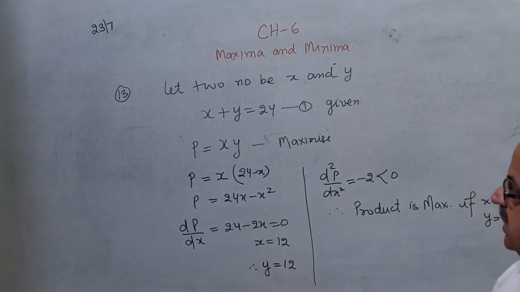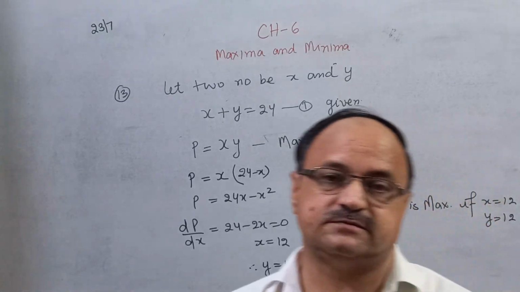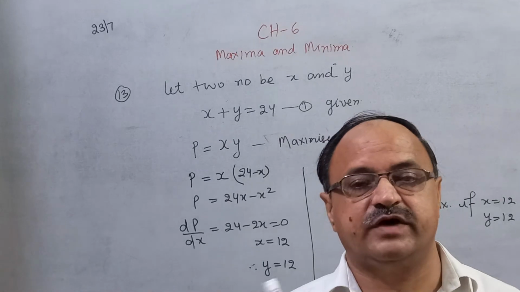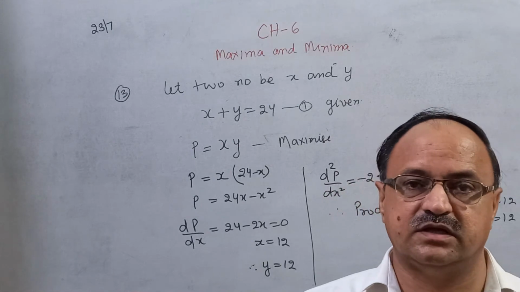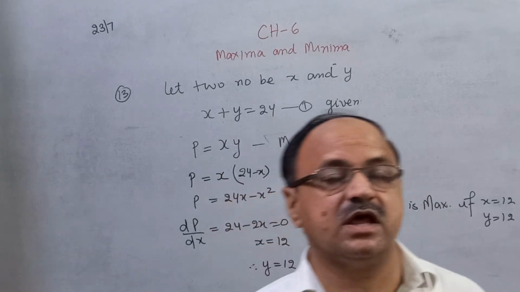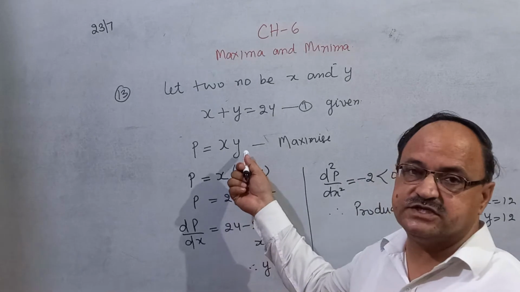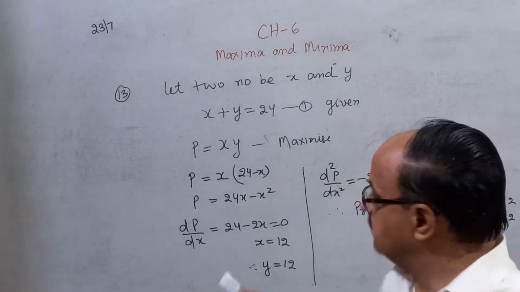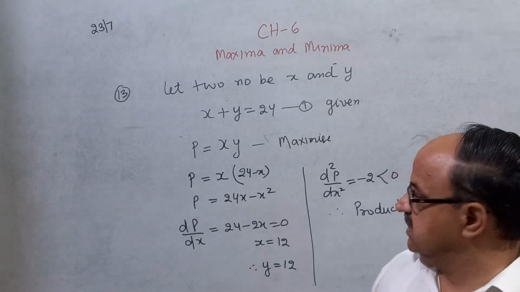Clear? Again, in a word problem, firstly find out what is given. This is the main procedure I am telling. Secondly, find out which portion is to be maximized or minimized. We have to find the derivative of that portion. But before differentiation, firstly convert the function into one variable with the help of the given.